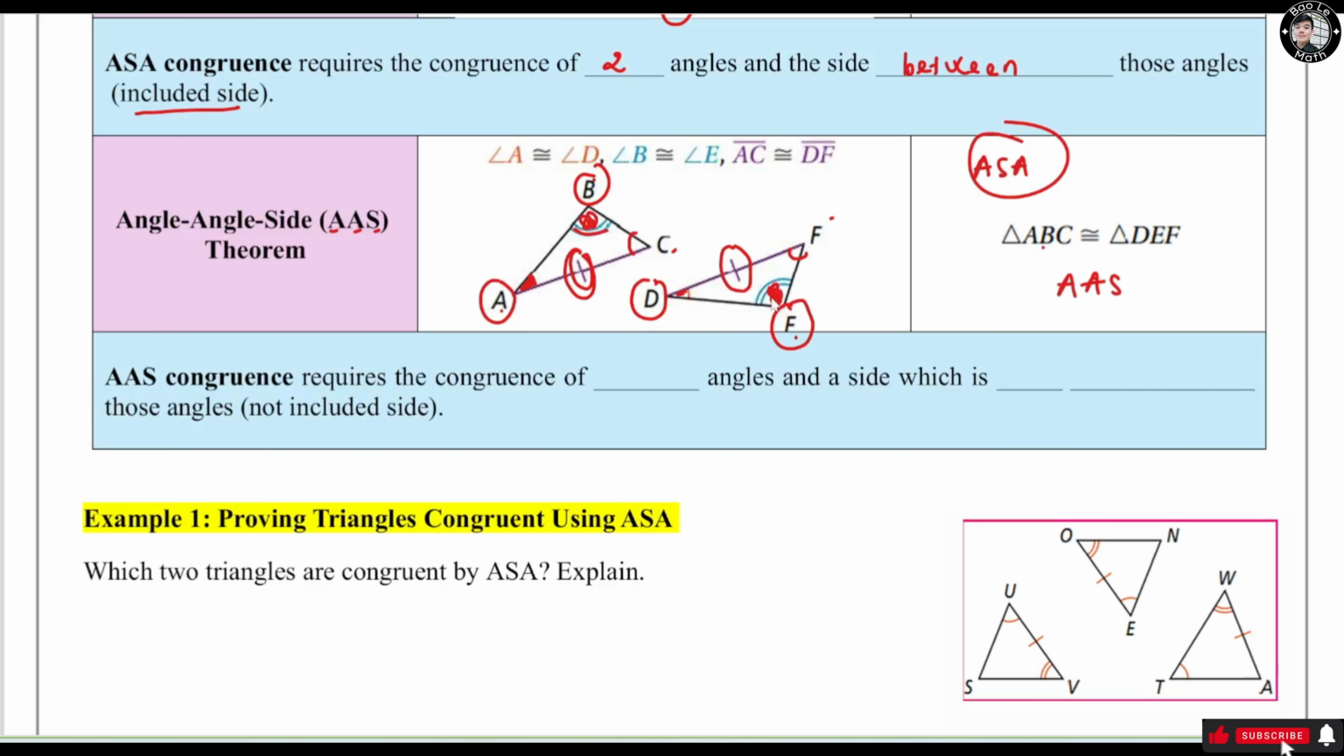by the Triangle Sum Theorem, these two angles plus this one equal 180 degrees, and these two plus this one equal 180 degrees. But since the two pairs of angles are congruent, the third angles must be congruent by the transitive property, right? So then AAS is actually ASA. Now AAS congruence requires the congruence of two angles and a side which is not between those angles.